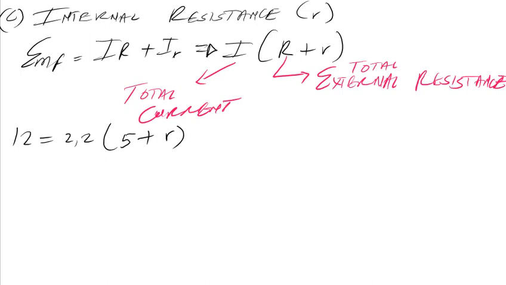So here you need to apply your maths. You're going to say 12 divided by 2.2 is equal to 5 plus R. Then you're going to say 12 divided by 2.2 minus 5 equals R. Then equals, punch it on the calculator.